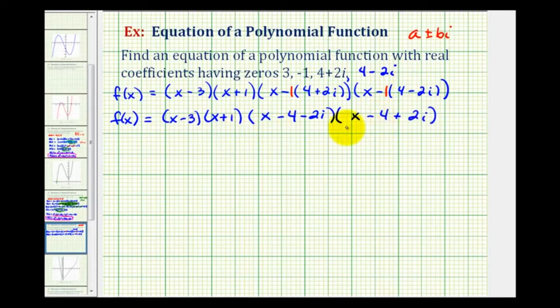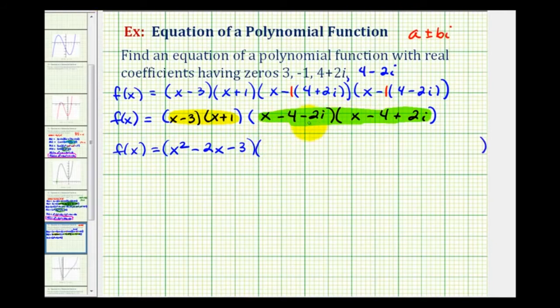Now we still need to find this product. To do this, we only multiply two at a time, so we're going to multiply these two, then we're going to multiply these two, and then find the product of these products. So we'll have f of x equals x times x, or x squared, then x times 1, that's 1x, and then negative 3 times x, that's negative 3x. 1x plus negative 3x is negative 2x, or minus 2x. Then we have negative 3 times 1, it's negative 3 or minus 3. This is the product of these two binomial factors, and now we'll find the product of these two.